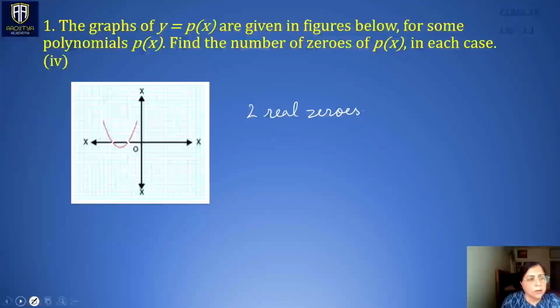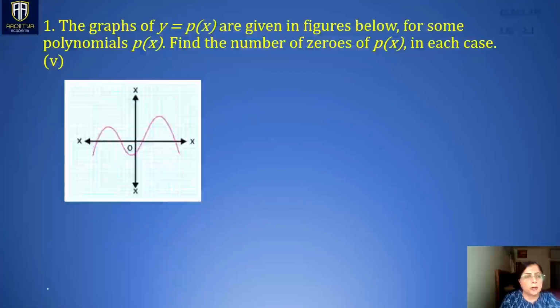Then in the next part, we have more than 2, 3 zeros. See, this is 1. This is 2, I'm not looking for this. This is the y-axis. This is 3 and this is 4. So this graph or this polynomial is cutting the x-axis at 4 distinct points. So we have 4 real zeros, right?